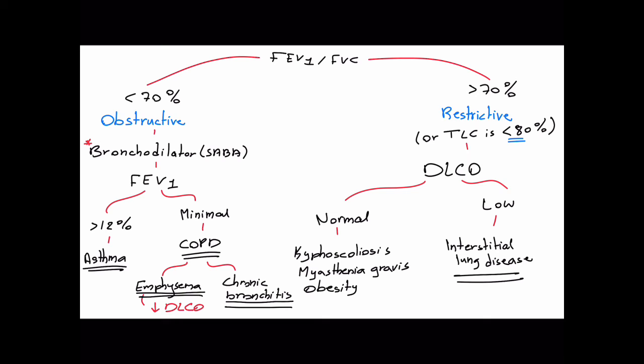The reason we're going to measure the DLCO is because we need to know, are we dealing with an interstitial lung disease where the pathology is within the lung itself, or an extrapulmonary disease outside of the lungs? If the DLCO is low, then it is most likely an interstitial lung disease. If it is normal, then think of an anatomical defect such as kyphoscoliosis or a neuromuscular disease such as myasthenia gravis or even obesity.